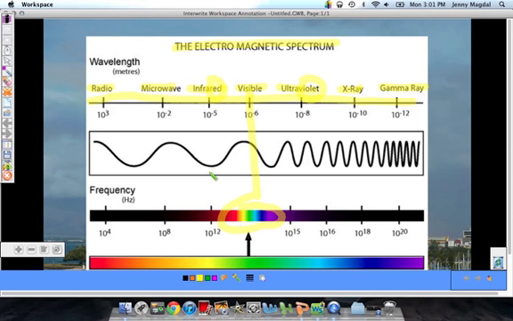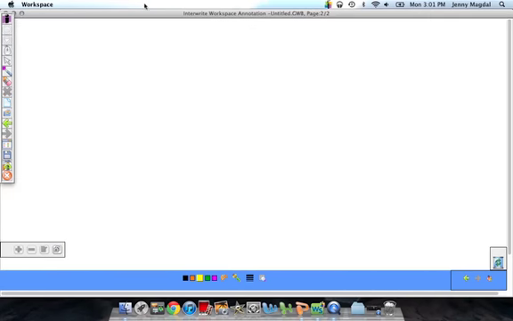So we have a lot of different waves out there, but the only ones that we actually see are what's in the visible range. Some animals and insects can see things in the UV and infrared ranges, but visible is all that we are able to sense. Let's take a look at a couple of definitions.